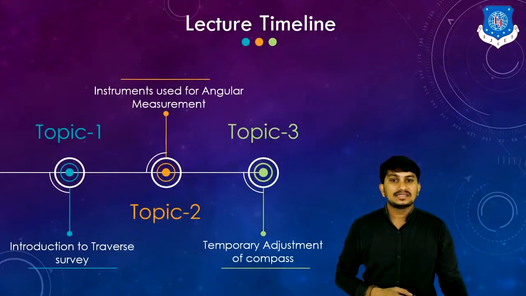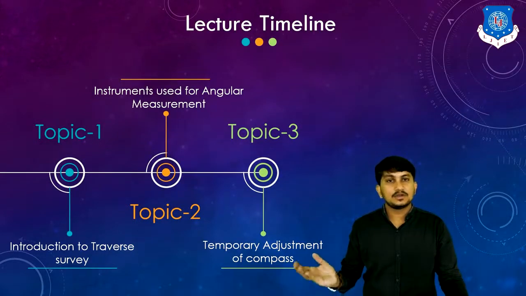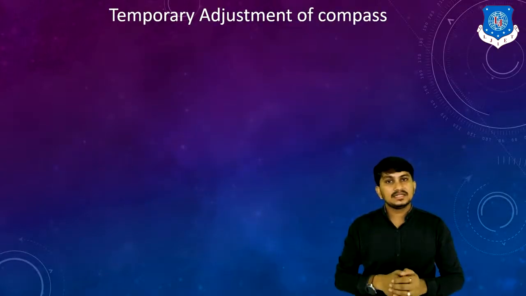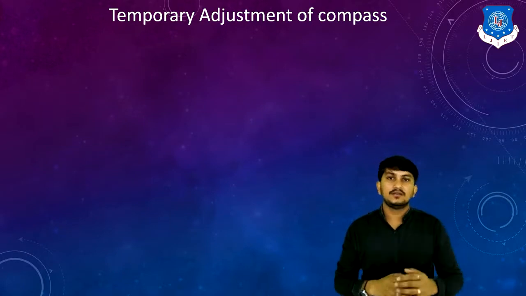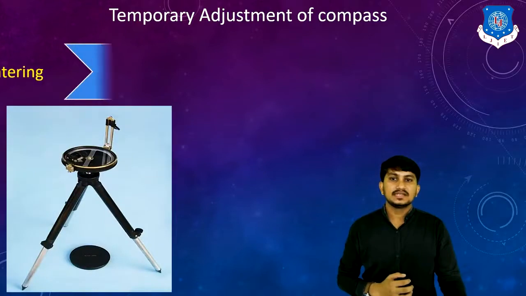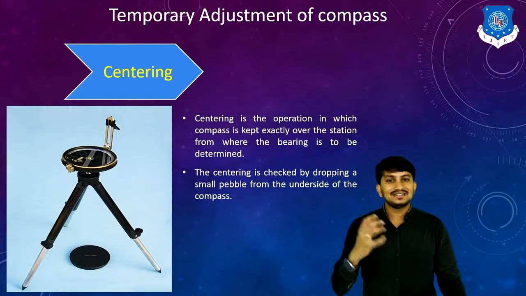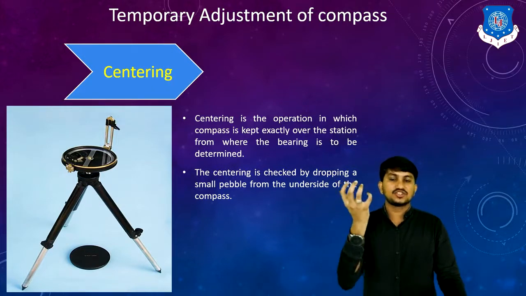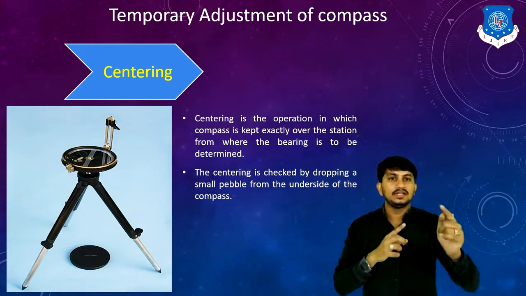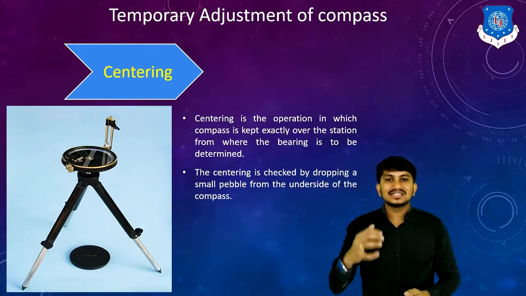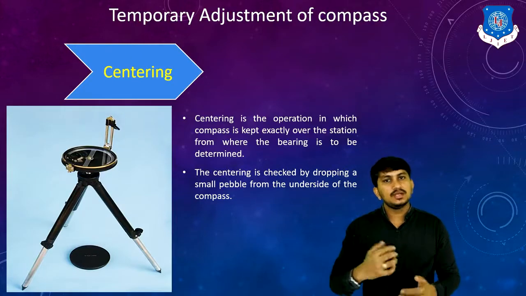Now, let's discuss our third topic of today's lecture, which is temporary adjustment steps of a compass. So, what is temporary adjustment steps? This step is required before taking our first reading. What are the steps required? First step is centering. So, what is centering? In centering, compass is kept exactly over the station point from where the bearings of any line is measured. Centering is checked by dropping small pebble from the underside of the compass. You can also use plumb bob for that.